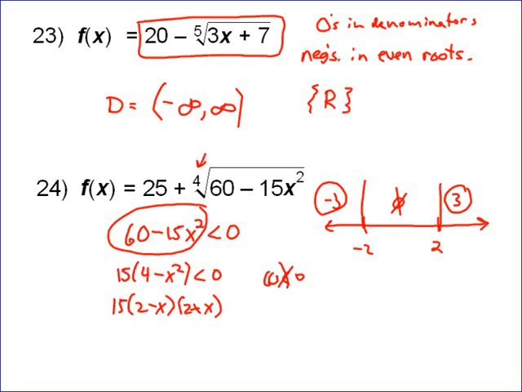So everything else is what your domain is. So in between there is negative 2 and 2. And so your answer to this question, the domain, is between negative 2 and 2, because that is when 60 minus 15x squared is greater than or equal to 0. And that's your answer. There are no zeros in the denominator, so you can't do anything else with that problem.